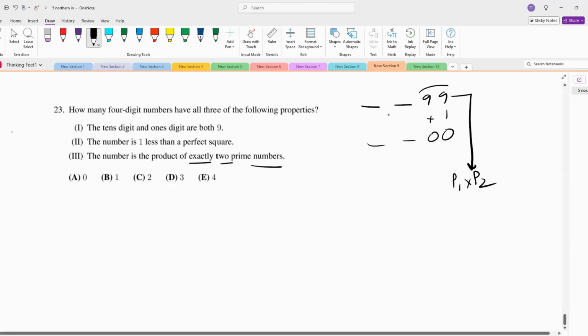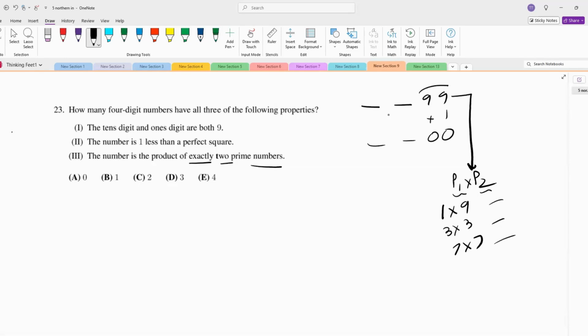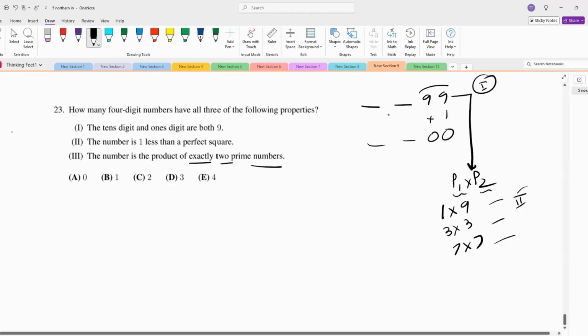And because it ends in 9, we know that the units digit of prime 1 and prime 2 is going to be either 1 and 9, 3 and 3, or 7 and 7. Right? So we got this, we got this, we got this. These are the 3 options. Now, let's see how to use this. Criteria number 1 gave us this, criteria number 2 gave us this.